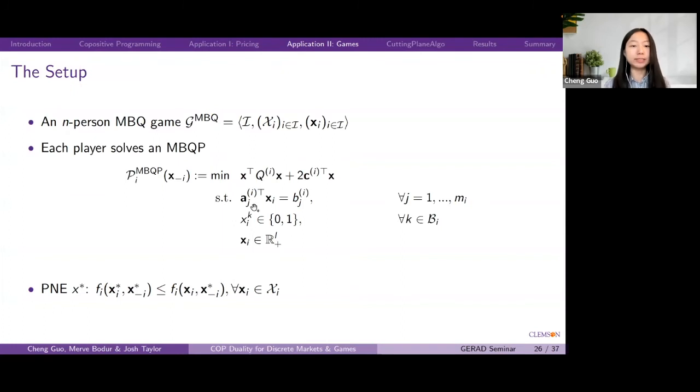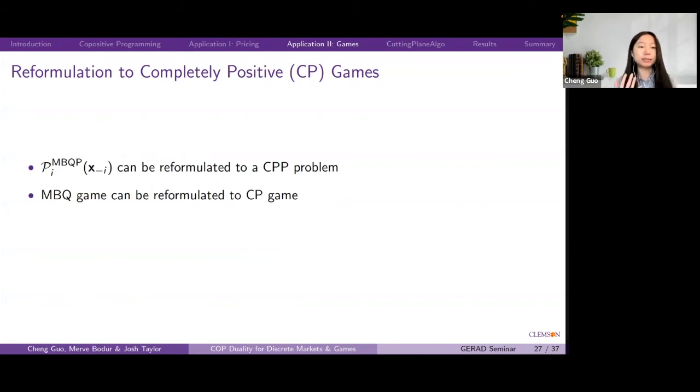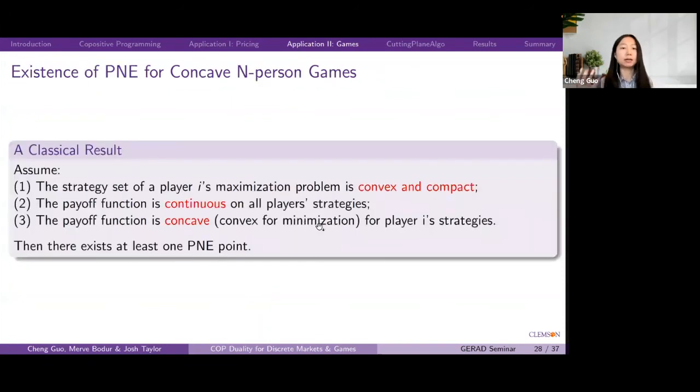And again, the same trick, we reformulate the non-convex mixed binary quadratic problem to a convex completely positive program. And in this way, we reformulate a non-convex mixed binary quadratic game to a convex completely positive game. And we are able to prove that the Nash equilibrium of the non-convex game is equivalent to the Nash equilibrium of the convex game. And using this equivalence, we are able to prove some results for the non-convex game by extending some classical results from the convex game. So one classical result we use from the convex games is this result.